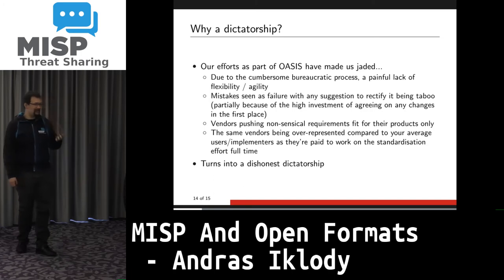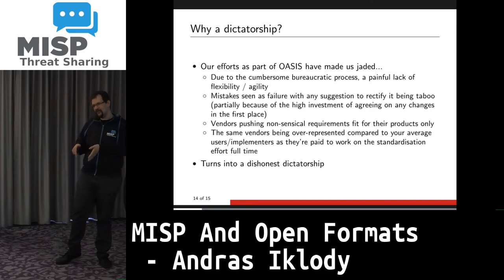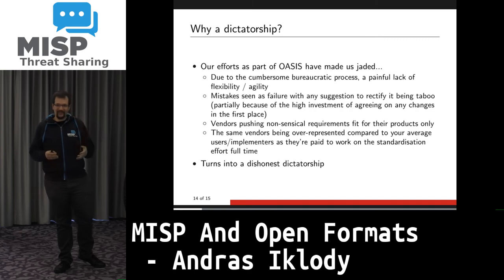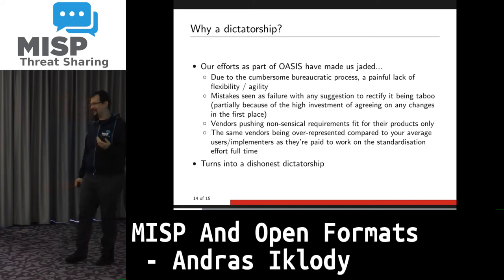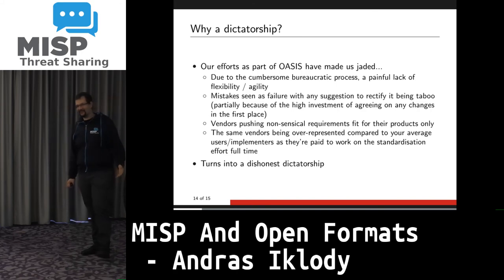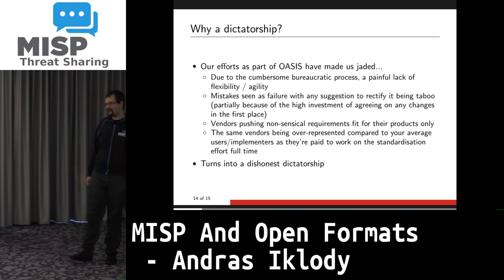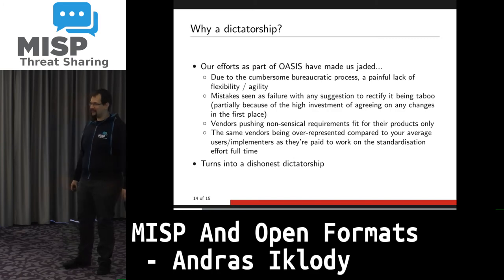And then again, another thing we're noticing is vendors are pushing a lot of requirements that fit their products only, and it excludes the use case for a lot of others, but as long as they can get that in, it's fine. Due to this, these vendors seem to be a little bit overrepresented sometimes in these efforts. They can put people full time on being present in these discussions and pushing hard for the ideas that they have. And in the end, it does turn into a dishonest dictatorship this way. So you have the appearance of an open process, but in reality, it's not what happens.